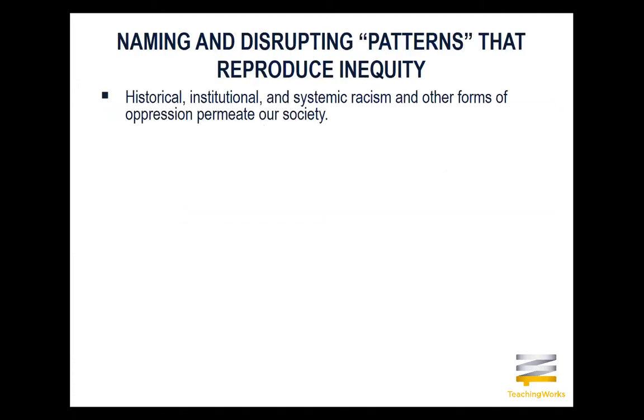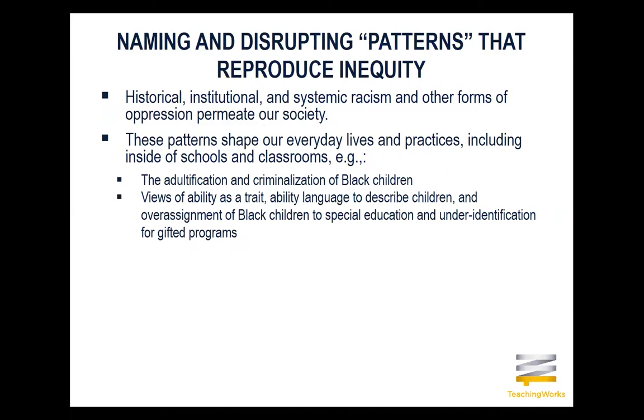So first of all, we need to think about naming and disrupting patterns that reproduce inequity. Well, why is this important? Well, historically, institutionally, and systemically, we see racism and other forms of oppression just permeating our society. And we see that particularly right now in today's world. So we're taking that spotlight focus and asking, what can we do as educators to not reproduce that in our classrooms? So we need to look at how these patterns shape our everyday lives and practices, including inside of schools.